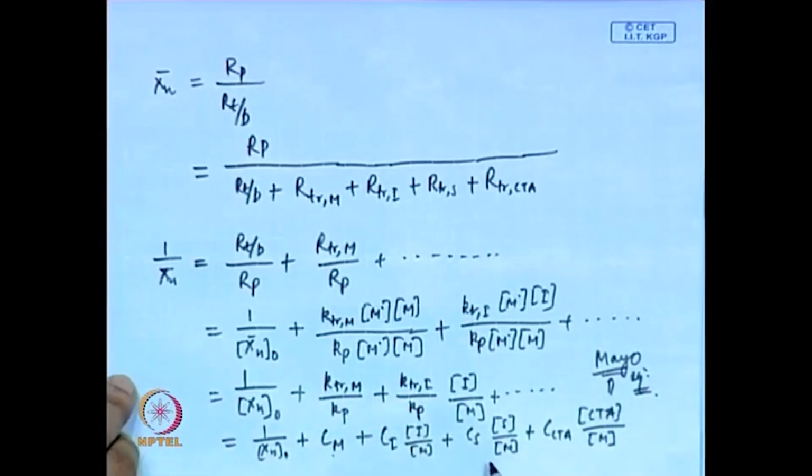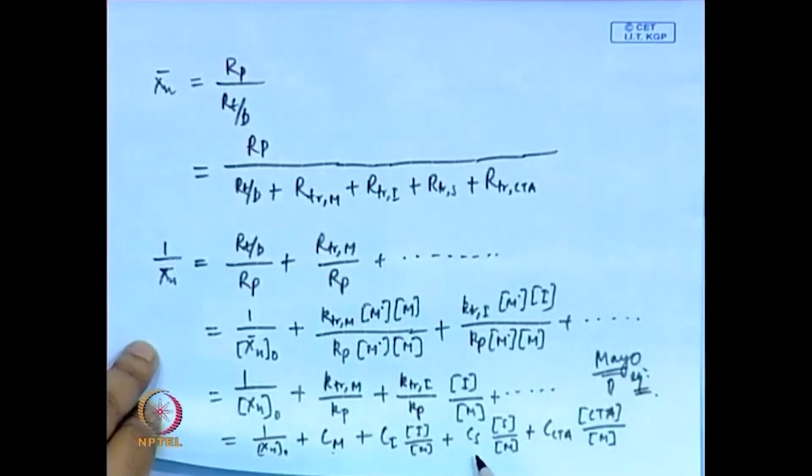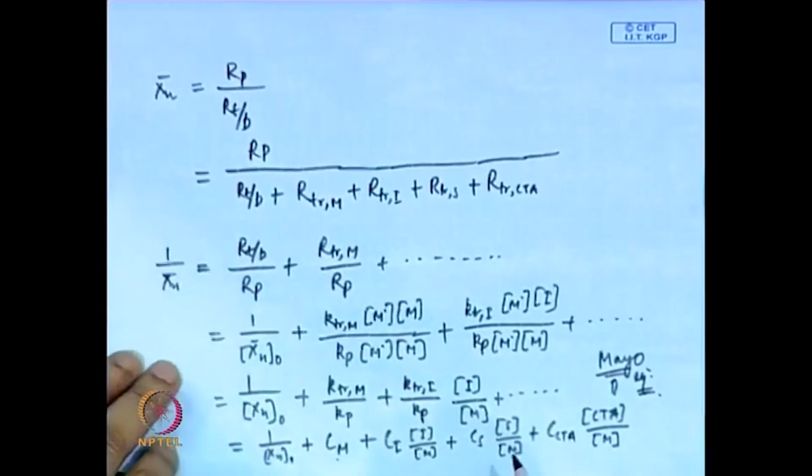Okay. So, let us discuss a little more about this term C_s. For a given concentration of monomer and solvent, the value of C_s will determine the chain transfer reactions, which will determine the molecular weight of the chains getting produced in these reactions.